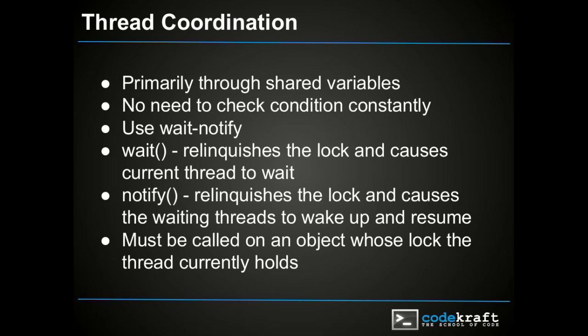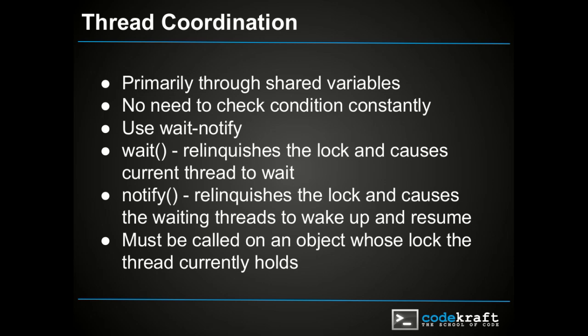Maybe thread number 1 has a flag, and it sets the value of the flag to true when it wants thread 2 to take over, and thread 2 constantly keeps checking the value of this variable. If thread 2 keeps checking this constantly, it essentially causes a loss of processor cycles, so there's a better way to do this, and that better way is known as wait notify. The wait notify mechanism essentially works by causing the current thread to wait, and some other thread notifying it that now it can resume.